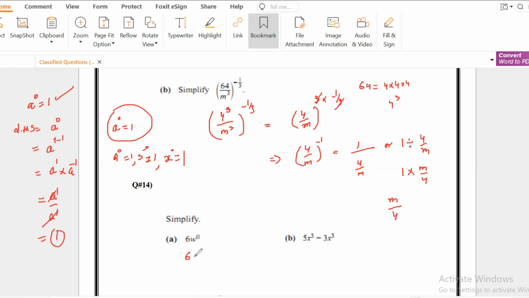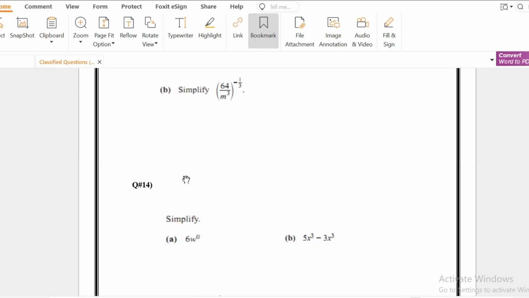So here w power 0 is 1, that means 6, and the second we have like terms, so we can subtract 5x cubed minus 3x cubed, that means 2x cubed. Hope it is clear.